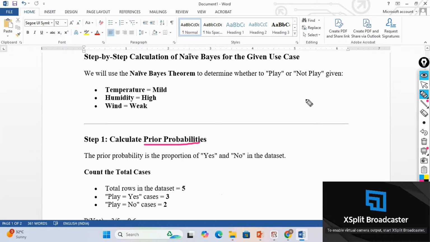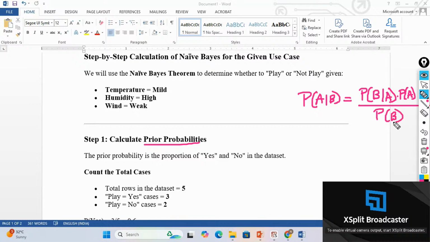The formula says P of A given B is equal to P of B given A multiplied by P of A, divided by P of B. Okay, so this is the formula, and the first step we are going to calculate is P of A, the prior probabilities.